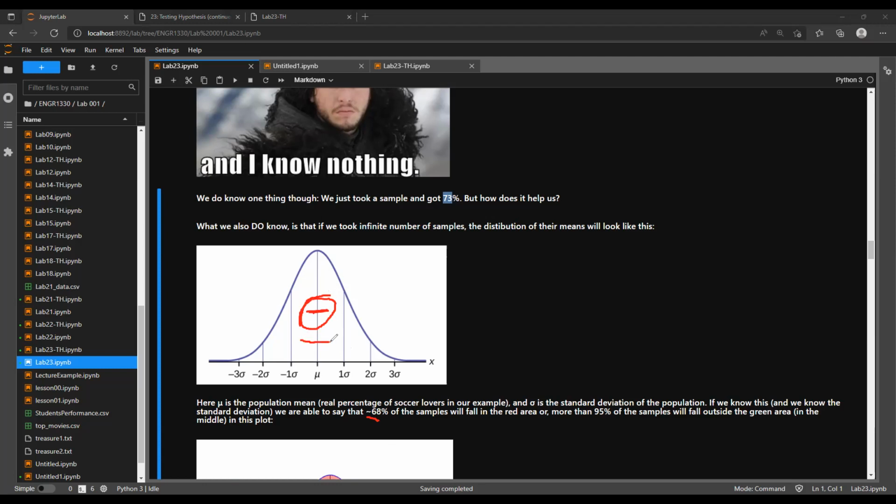What the heck does that mean? It means if I have my population where 75% of people like soccer, then I can say 68% of my samples are going to fall between 75 minus one standard deviation and 75 plus one standard deviation.